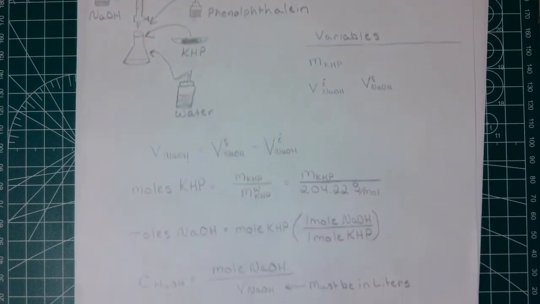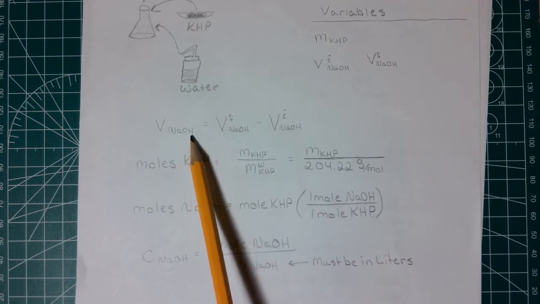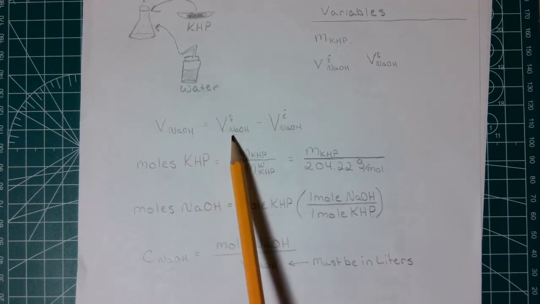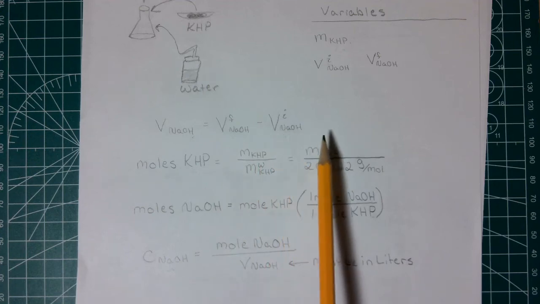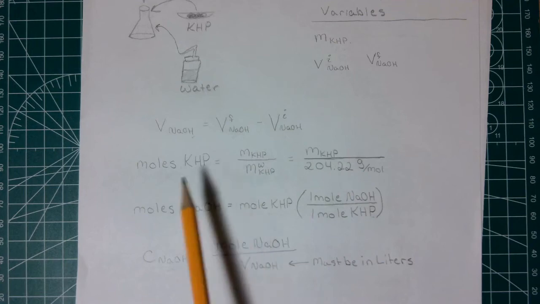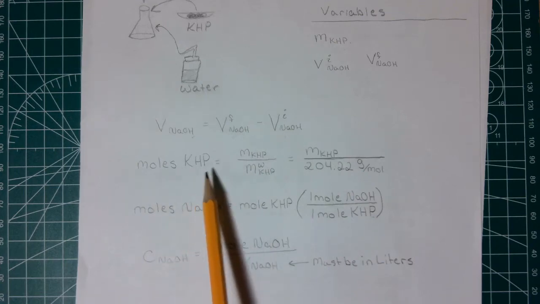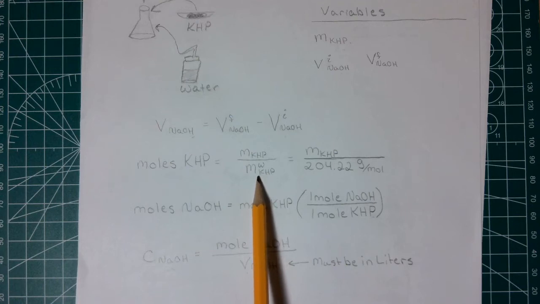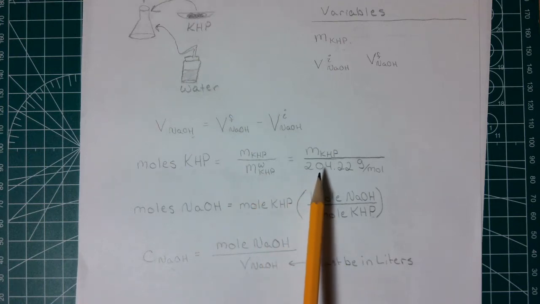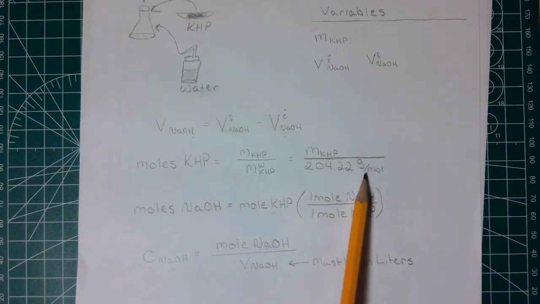The first thing you're going to be asked for is the volume of sodium hydroxide that you added. And that's going to be our final measurement minus our initial measurement, and that's going to be in milliliters. Next, we'll need to know the moles of KHP that we added. We're going to get that by taking the mass of KHP from our provisional data and dividing it by the molecular weight of KHP, which we know to be 204.22 grams per mole.